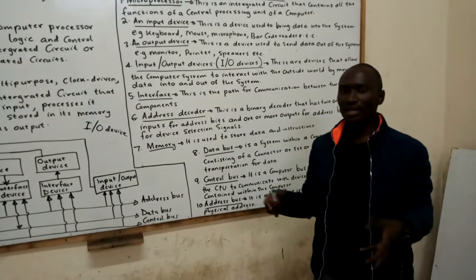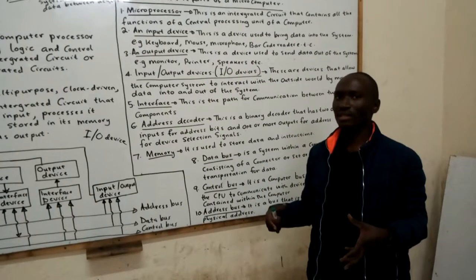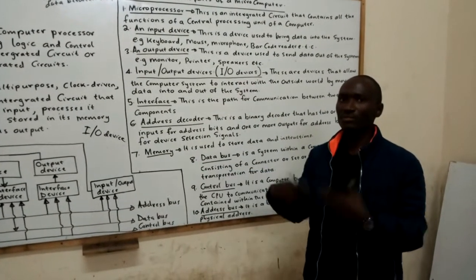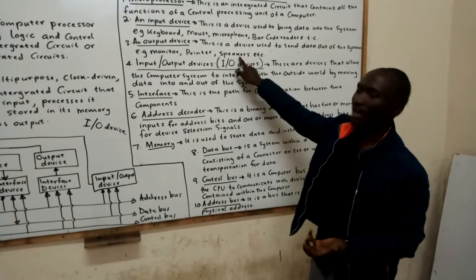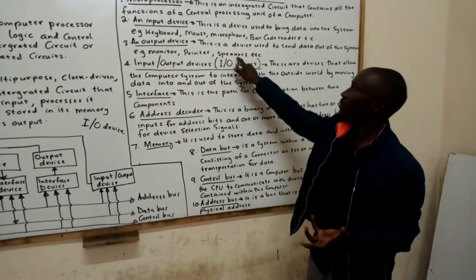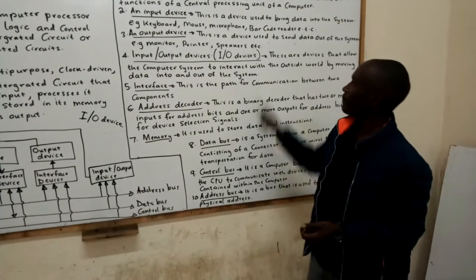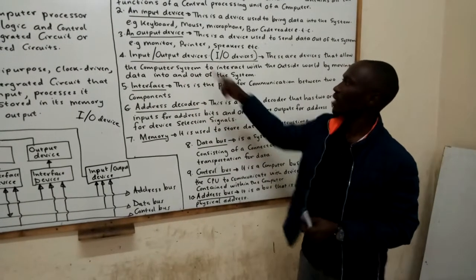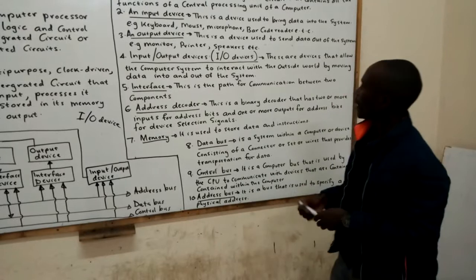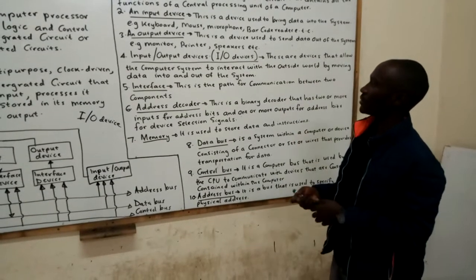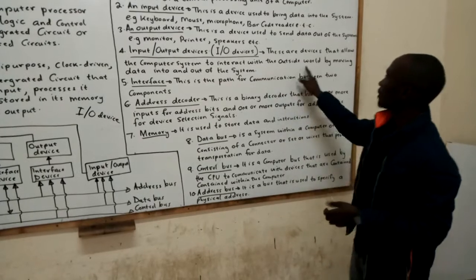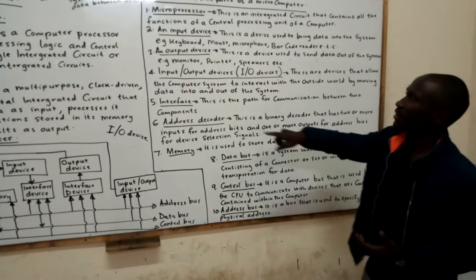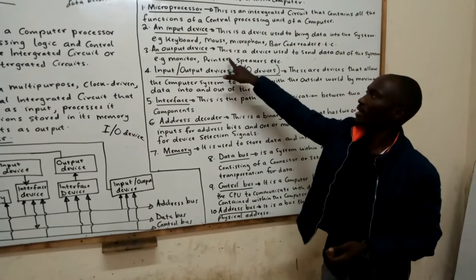The other one is the speakers. Some other times you get to hear some sound that comes from the CPU. That shows that the data that was processed, maybe it was in the form of a sound. So that sound gives us the output, and we normally hear it from the speakers. And we have others. The other component is the input/output devices. This combines the two of them, and these are devices that allow the computer system to interact with the outside world by moving data into and out of the system. So it's like we have combined the input and output devices together.